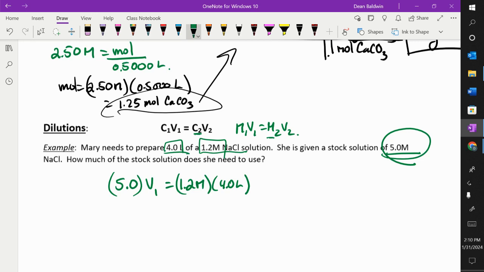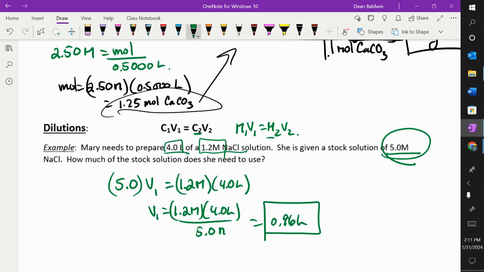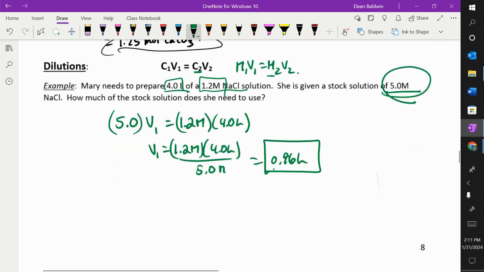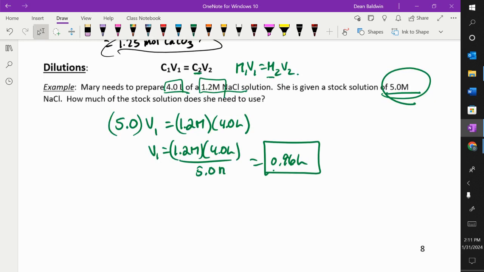Yeah, so multiply those, divide by 5. All right? So V1 is going to be 1.2 molar divided by 5.0 molar. And if you do all that, you should get 0.96 liters. Is that right? Yeah. And that's the right number of sig figs because we have 2 sig figs for everything, which is 960 mL.